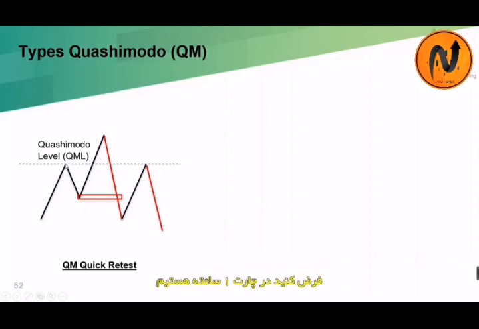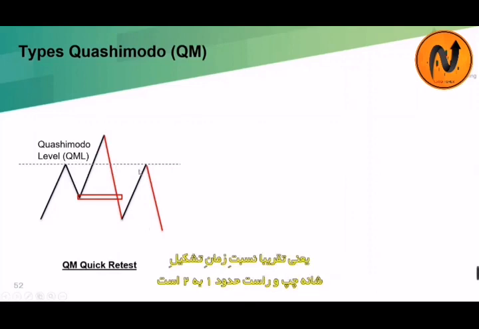So let's assume that we are talking about an H1 chart, which means it's a 1 hour chart. It may take four candlesticks to achieve this Quasimodo. So over here it might achieve, when it returns here, the timeline is, let's assume, around 6 to 7, maybe 8. I can accept it. So this is what we call a quick retest.